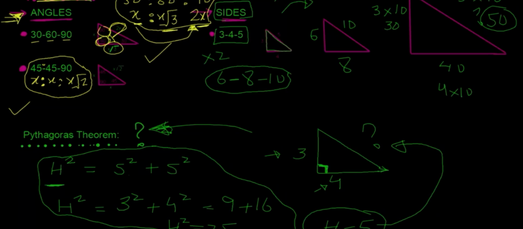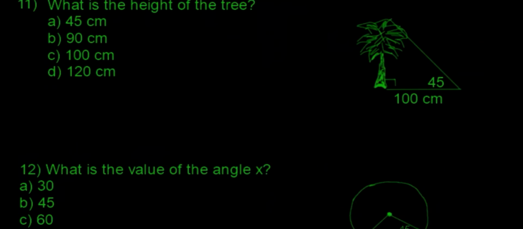Let's take a look at a few questions that are using these concepts. Question number 11. They're saying, what is the height of the tree? What's the height of the tree? Which means this thing over here. Do you see this triangle over here? It's a 90 degree, a 45 degree. What's the angle over here? We've studied this already, right?